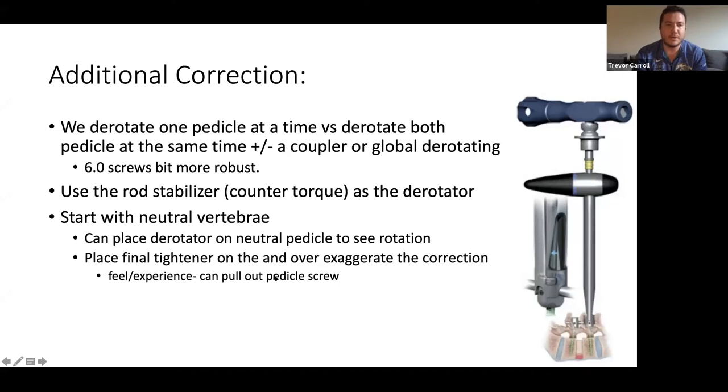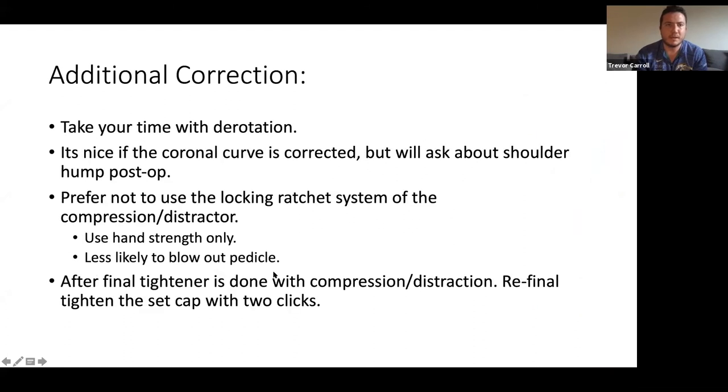And then whenever you're doing this, make sure your screws aren't pulling out. And this is just for me, but take the time with the derotation. Patients are happy with their coronal correction, but they really are most concerned about their ribs or their shoulder leveling. We also, when we're doing the compression distraction, just use our hands. It helps us keep a better feel and has a lower likelihood of blowing out a pedicle if you're constantly holding on to it.